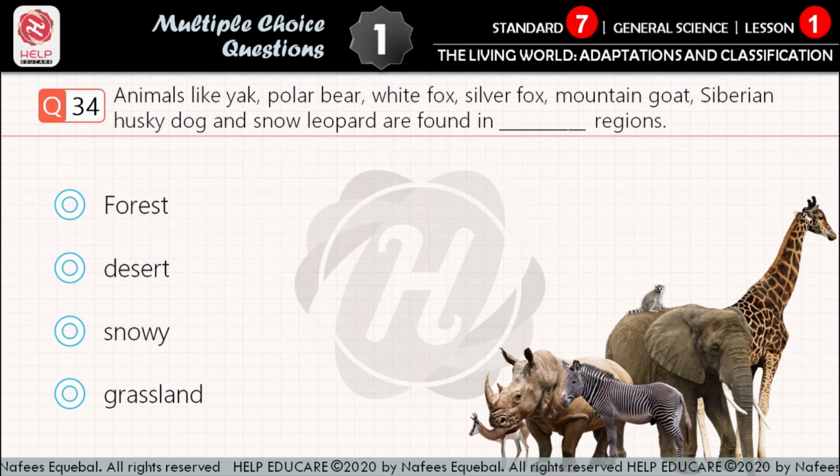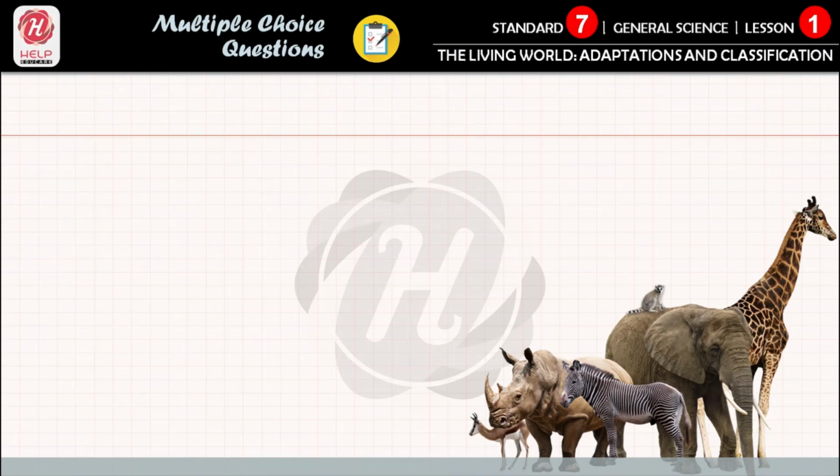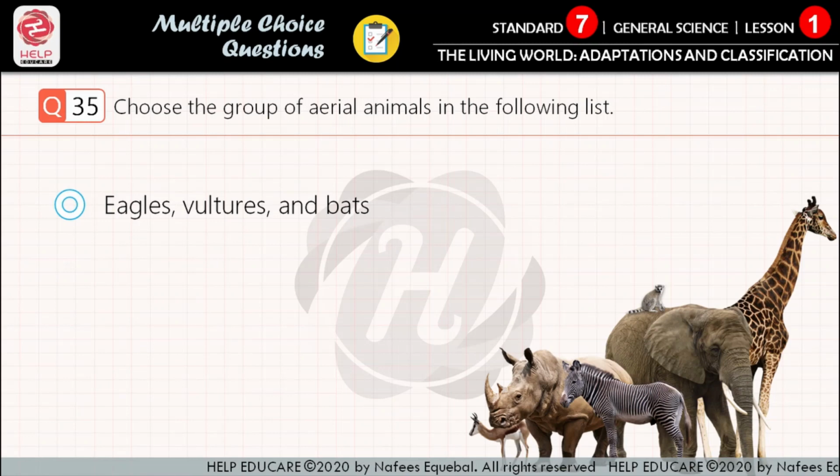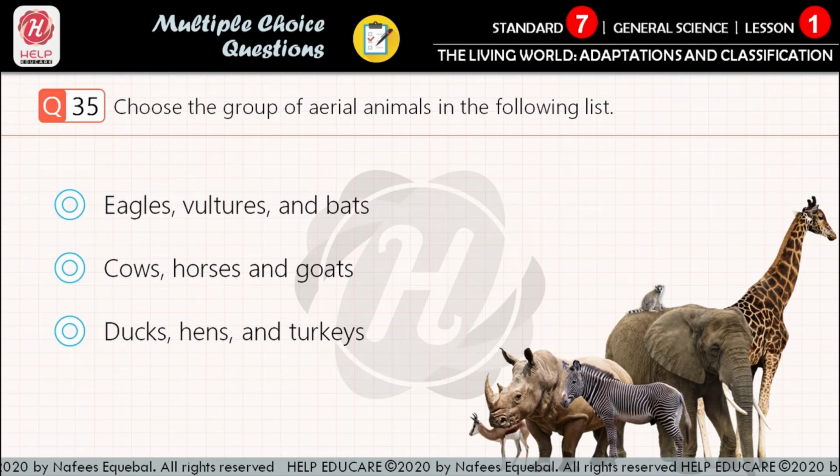Correct answer is snowy. Question number 35. Choose the group of aerial animals in the following list. First option, eagles, vultures, and bats. Second option, cows, horses, and goats. Third option, ducks, hens, and turkeys. Fourth option, yak, polar bear, and white fox.